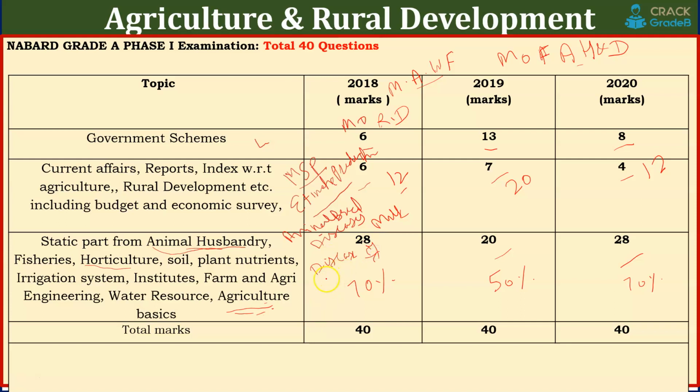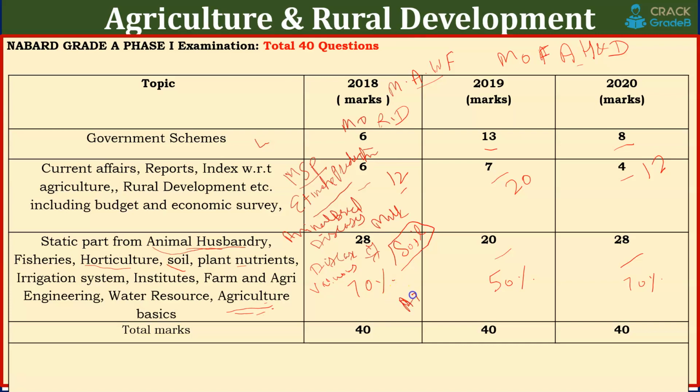And various, that is covered already in plant nutrients. Plant nutrients related to horticulture, they have asked in the previous exams. And soil is also very important. Soil related questions are being asked every year. 2-3 questions are there: soil properties, types of soil, and area wise soil properties.